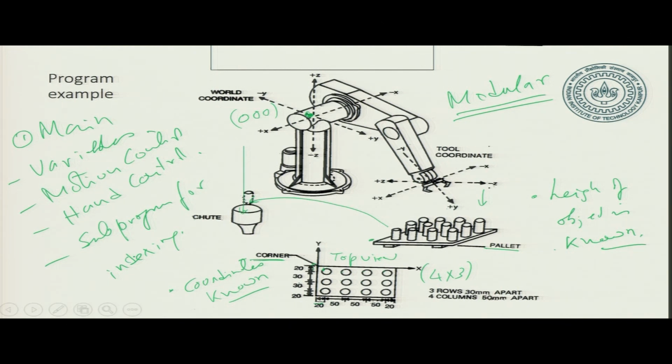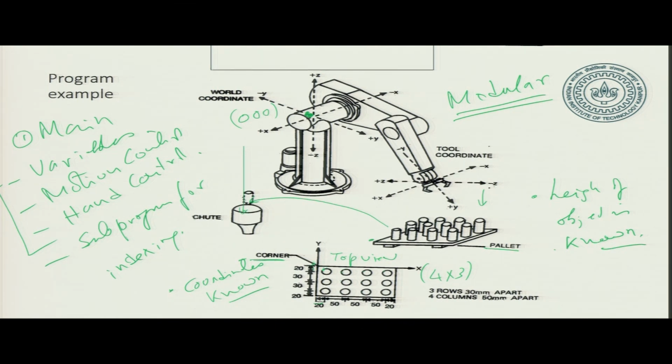So, what we will do is in the main program I am just going to keep these variables, motion control, hand control, then I am going to do the indexing in the subprogram. So, from the main program it will go to the subroutine or subprogram, do the indexing, come back. So, that is the logic. So, let us go over this again. My base is 0, 0, 0 here, the base of the robot. The objects are kept on this pallet, the corner point of the pallet is given, the coordinates are known.